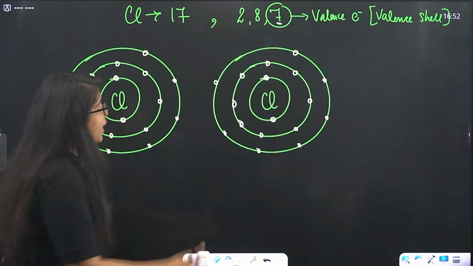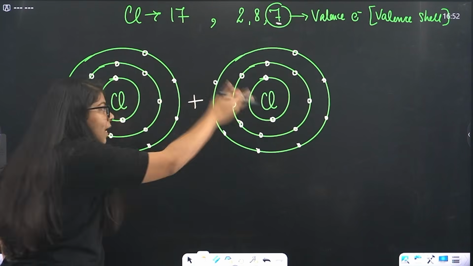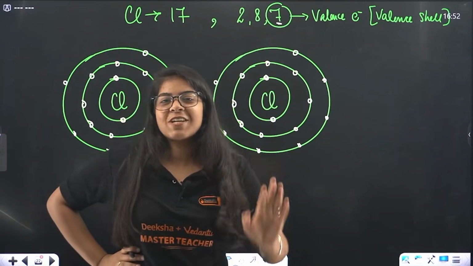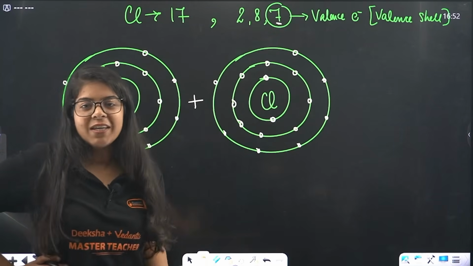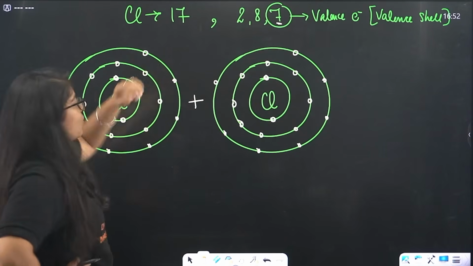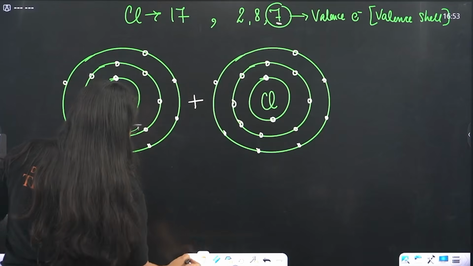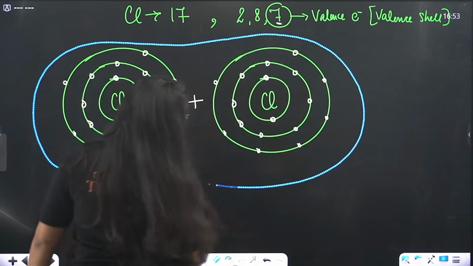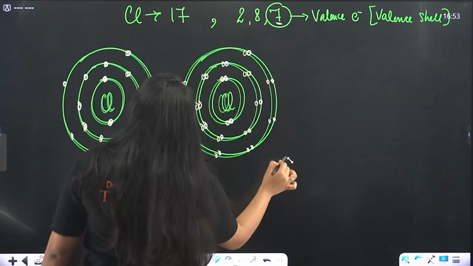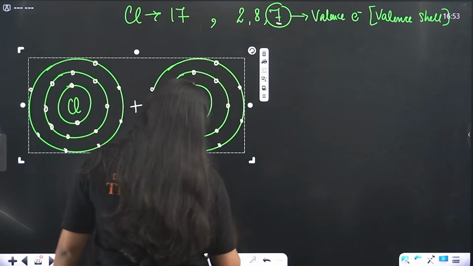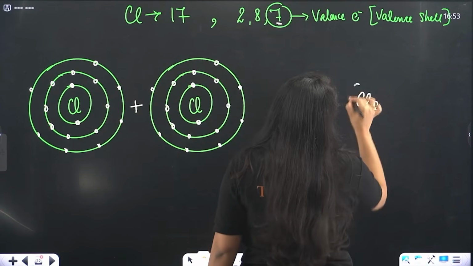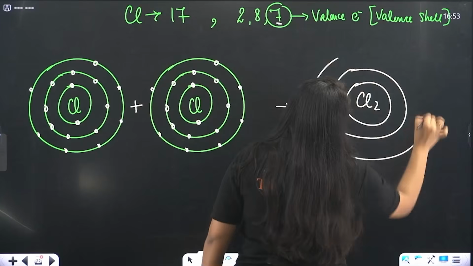So what will it do? It will go and approach another chlorine atom, and this chlorine atom will say, I also want one more electron. Let's share one electron each. So from this last shell, it shares one electron with this chlorine, and this chlorine shares one electron with it, and the final molecule will become, beta, your Cl2. That will be the Cl2 molecule, and that will have a complete shell.